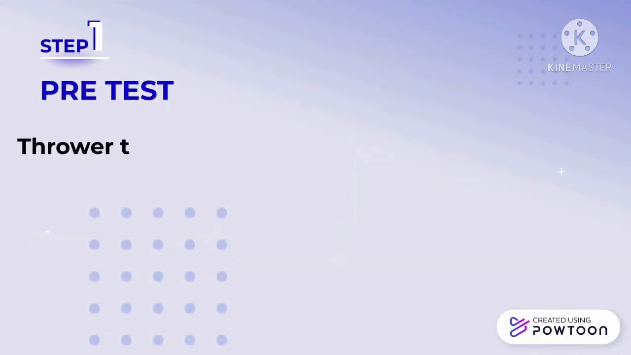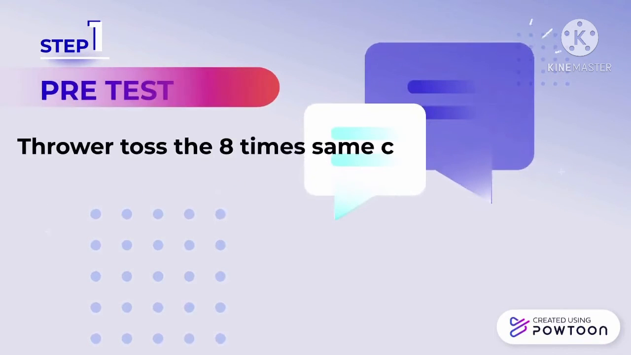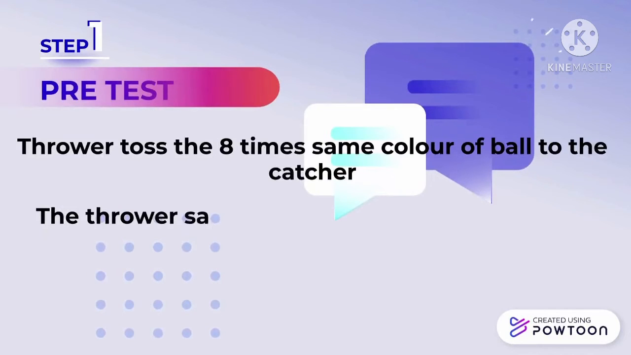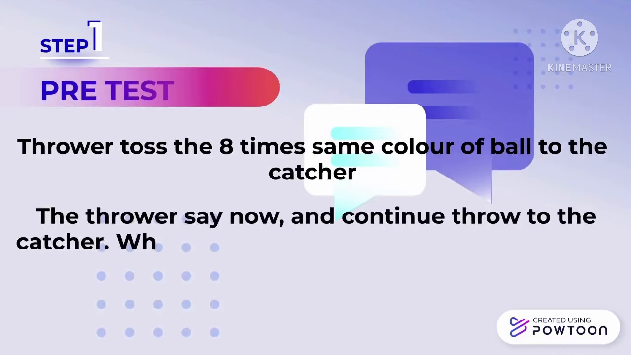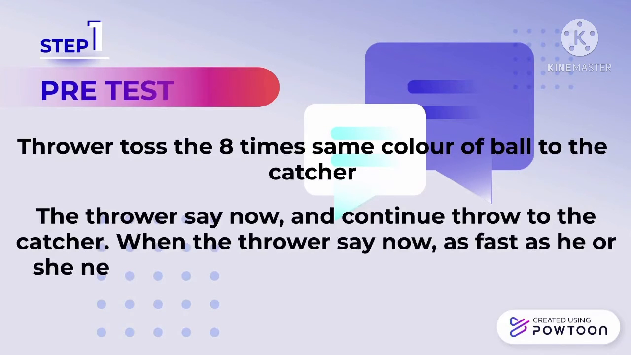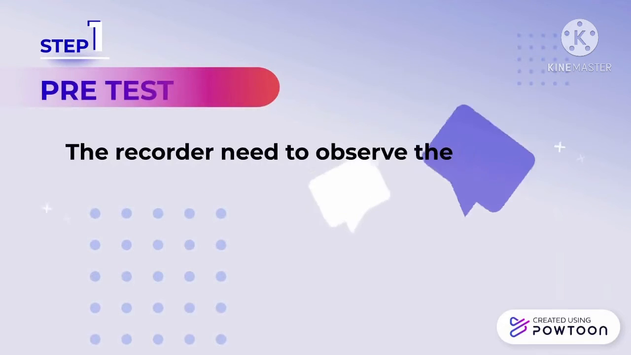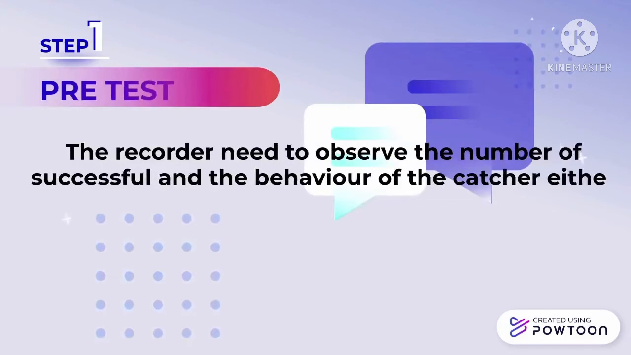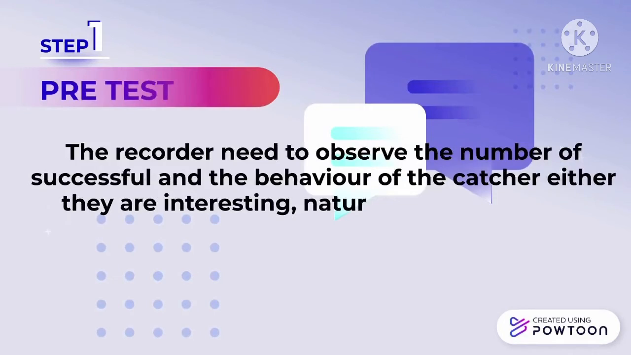The thrower needs to toss the ball 8 times with the same color to the catcher. The thrower needs to say "now" and continue to throw to the catcher. The catcher needs to turn around and catch the ball. The recorder needs to record the successes and the behavior of the catcher, whether interested, natural, or not interested.